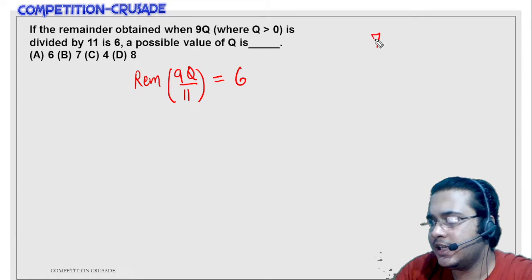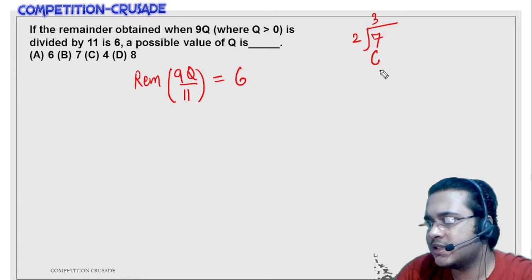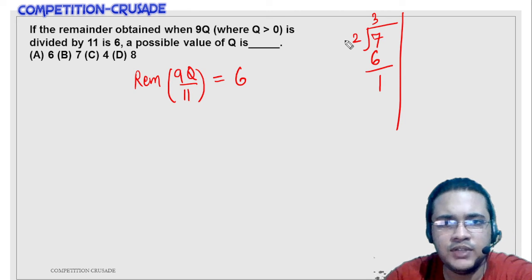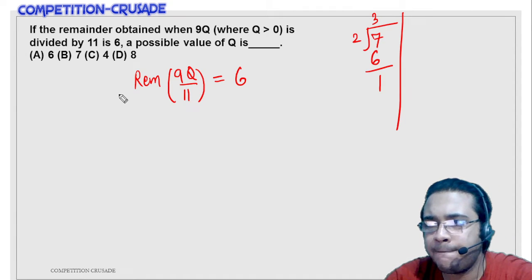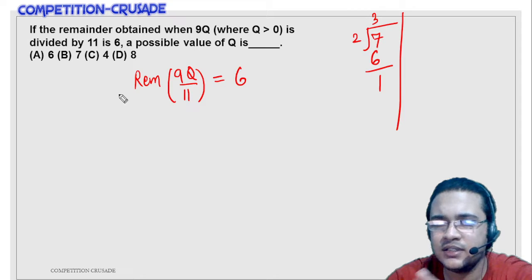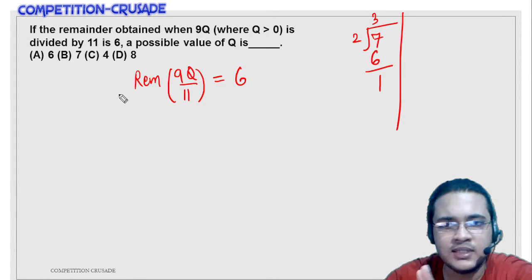So let's say I take a number as 7. 2 3s are 6, remainder 1. If at any time you feel that you are not very confident with the division lemma, and something is popping up in your head and you're like, I can solve it, but I just don't know how to frame the equation, this is my method.